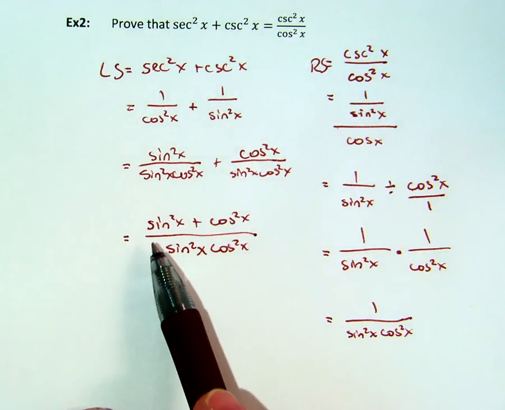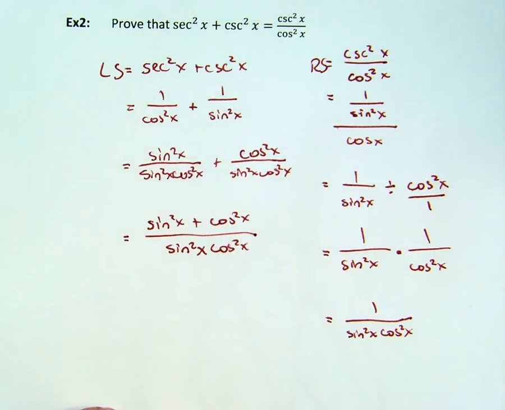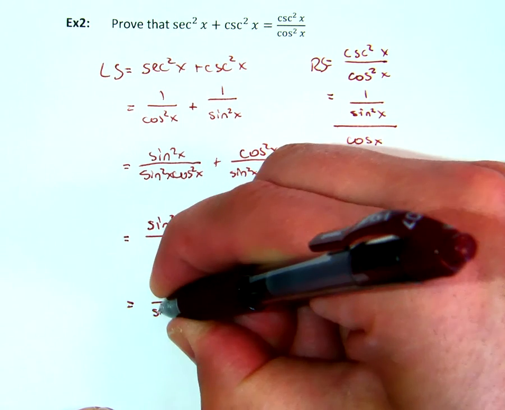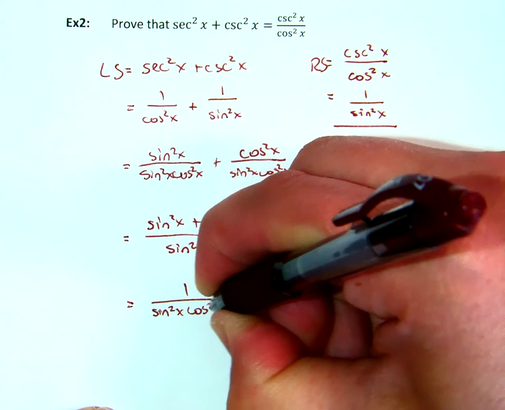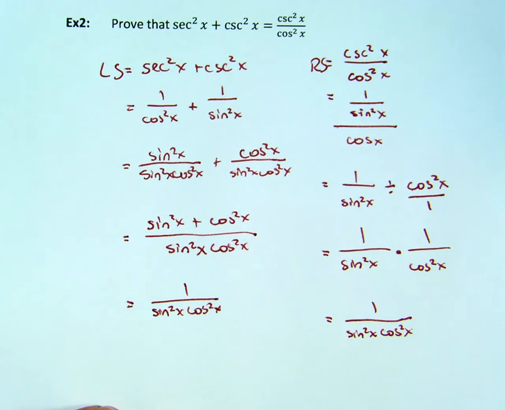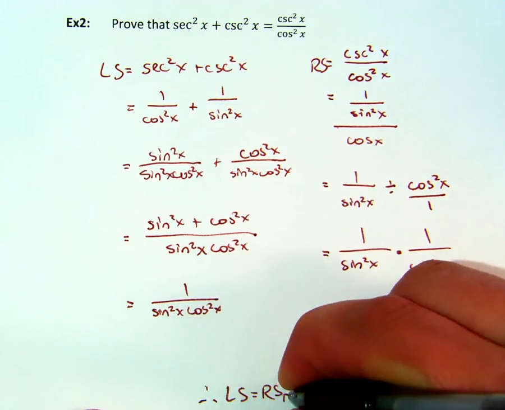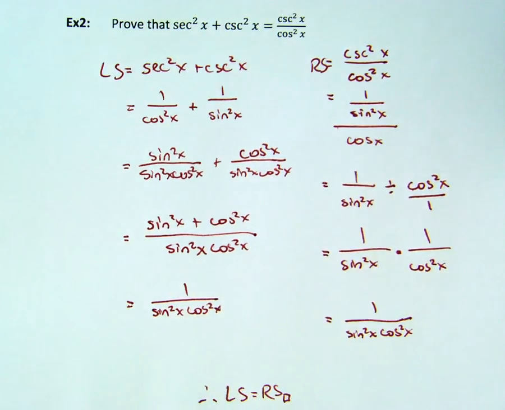If I look at the top, sine squared x plus cos squared x, that is the Pythagorean identity. So that's equal to 1. So I'm going to have 1 over sine squared x, cos squared x, and ta-da! We've got left side equals right side. So therefore, left side equals right side, and we are done. I hope that helps.